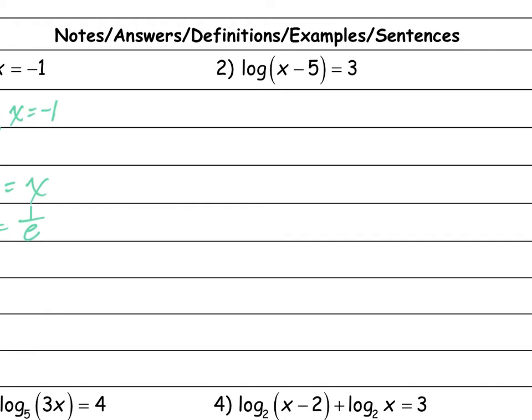Okay, this one doesn't have a base, and we know if it doesn't have a base, it's base 10. So I'm just going to write it in right there really small. So this is log base 10 of x minus 5 equals 3. I'm going to rewrite it in exponential form, which means this would be 10 to the third power equals x minus 5. So I'm going to add 5 to both sides. That means 10 to the third power is 1,000, plus 5 equals x. So x is going to equal 1,005. Okay, that's it, done.